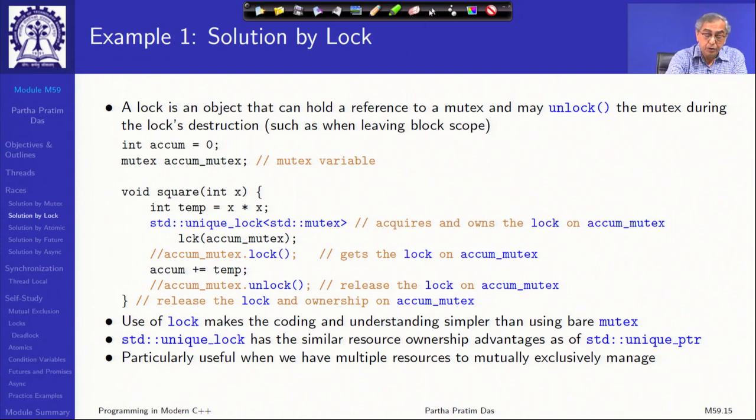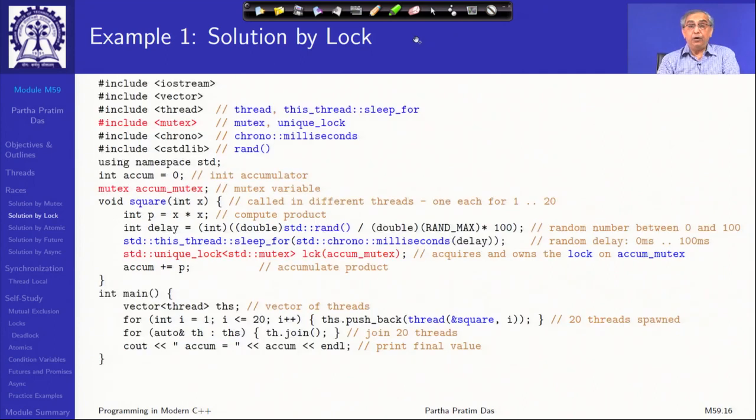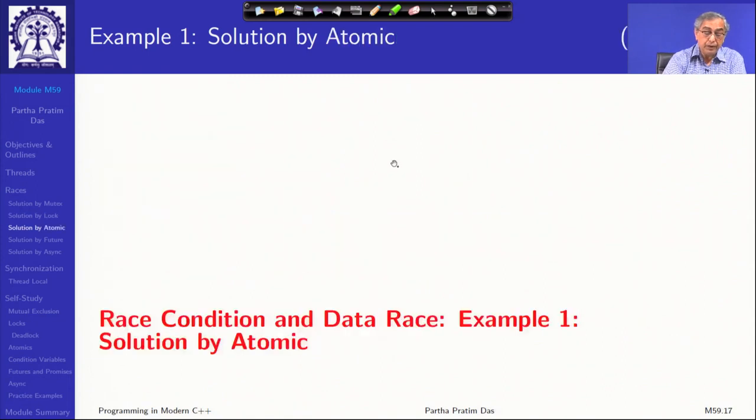So, using the lock, if we write now, then the program becomes actually much simpler. We will still need to define the mutex variable, but it is just one line of unique lock before the accumulation of the product, which solves the problem. So, this is the second way of doing this. You could make use of lock, which is based on the mutex.